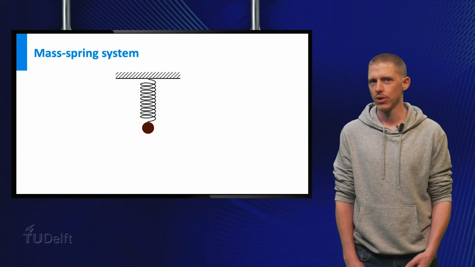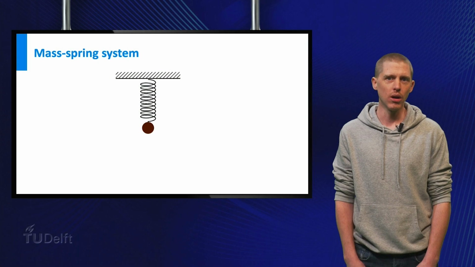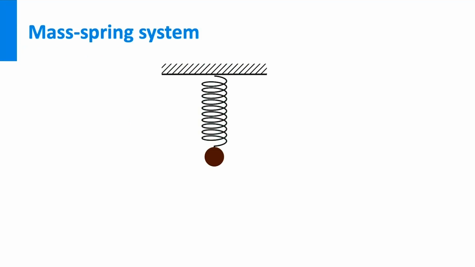Consider this spring, which is hanging from the ceiling and has a block of wood attached to it. You may remember that this mass spring system satisfies Hooke's law. The force F needed to move the mass a distance u from its equilibrium position y is proportional with this distance u, or in the formula, F is equal to k times u, with k some positive constant.